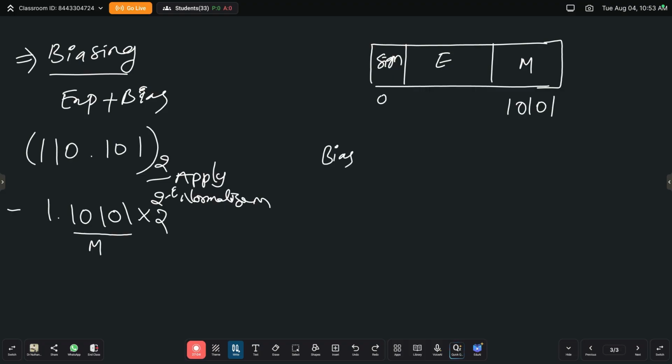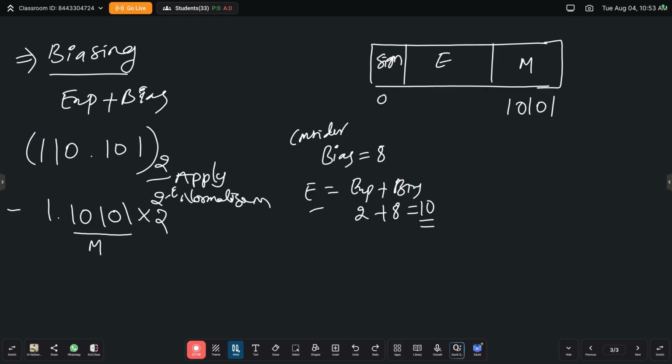You can consider whatever number you want. I am taking bias as 8. For example, consider bias is 8. So for this exponent, what can we write? Exponent plus bias. What is that? Exponent 2 plus 8. How much? 10. Are you following?